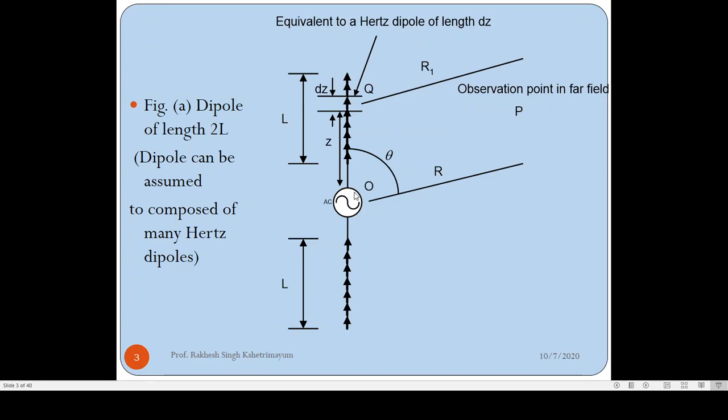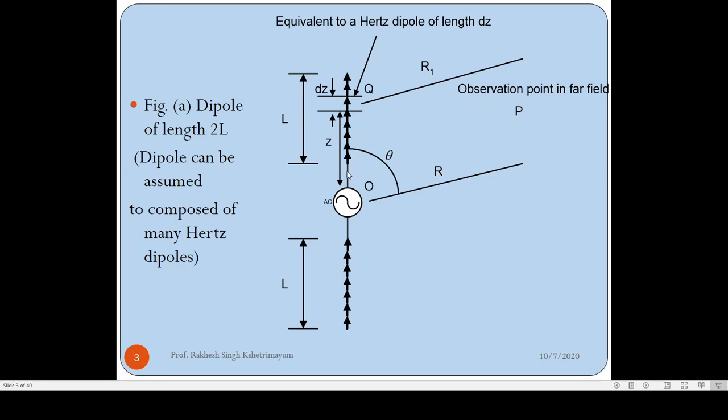So this is the structure of a dipole antenna. At the center of this dipole antenna we have a source. We are supplying the source to the antenna. In the upper portion we have a cylindrical conductor of length L, and in the lower portion also we have another cylindrical conductor of length L. So the length of the dipole antenna is 2L.